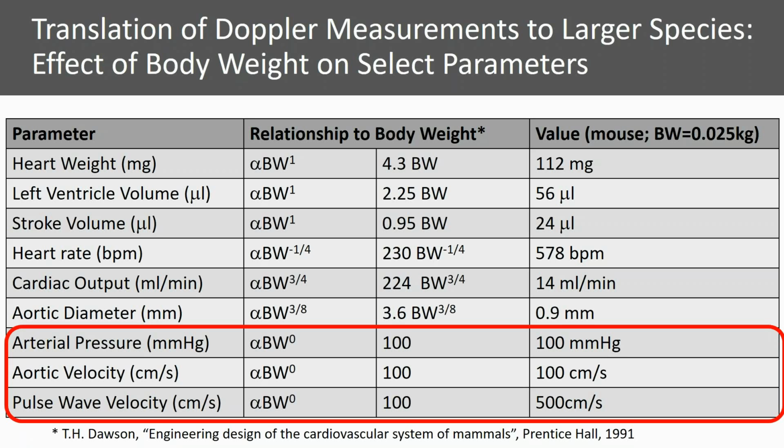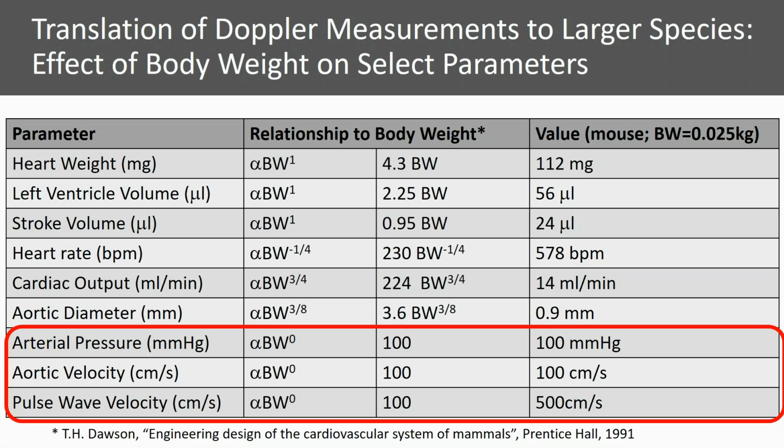If you look at all the parameters on the top part of the screen, the heart rate, left ventricular volume, stroke volume, cardiac output, all these are proportional to body weight. So that means as the body size changes, these parameters vary. So if you were to translate some of these measurements to other species, larger species, or even humans, then you would have a difficult time trying to do a direct translation.